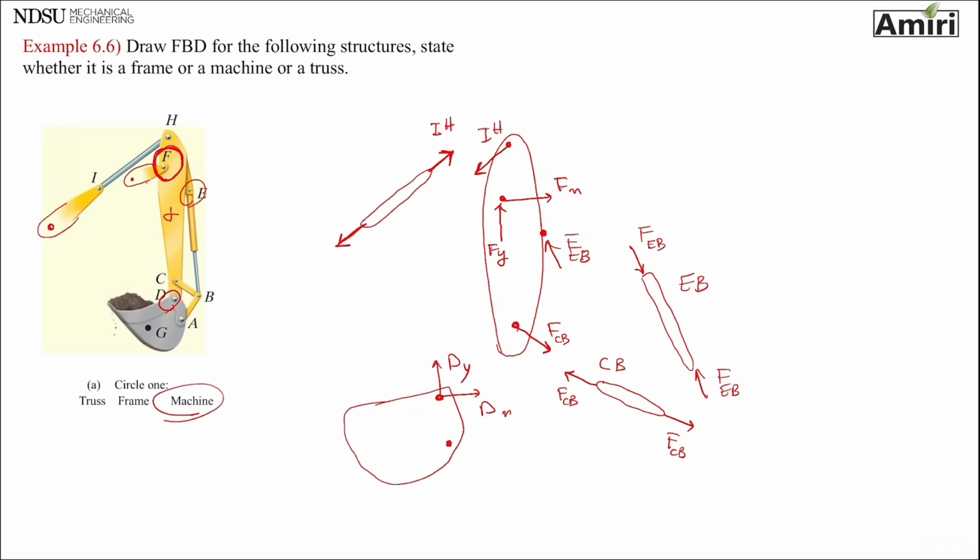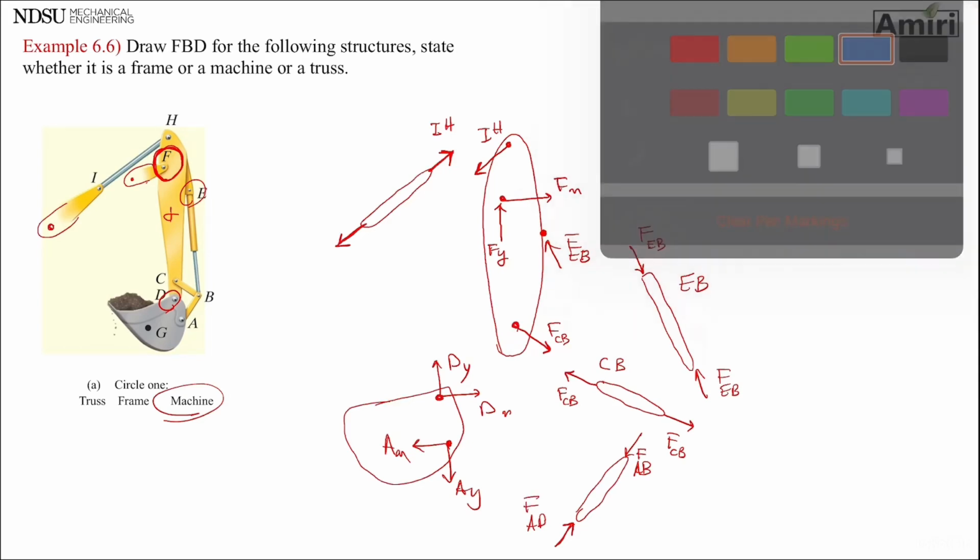But for that one, I have to be careful because it's attached to member AB. So I can put an AX and AY. That makes the other one go this way: member AB, force AB. So let's see what happens.